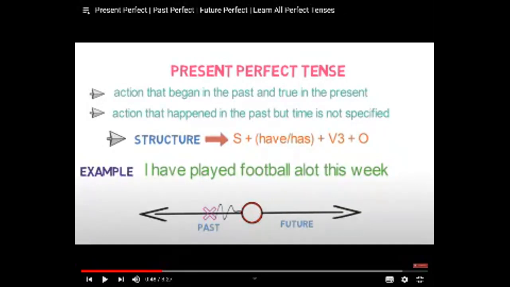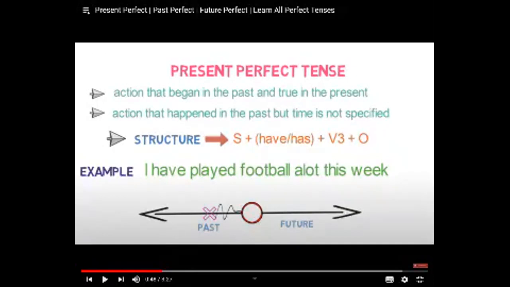Structure. What is the structure? Why do we have this structure? This structure will help us to form a sentence in a correct manner, because whenever we are going to form a sentence, we always require the perfect grammatical terms and conditions. So, subject plus this.